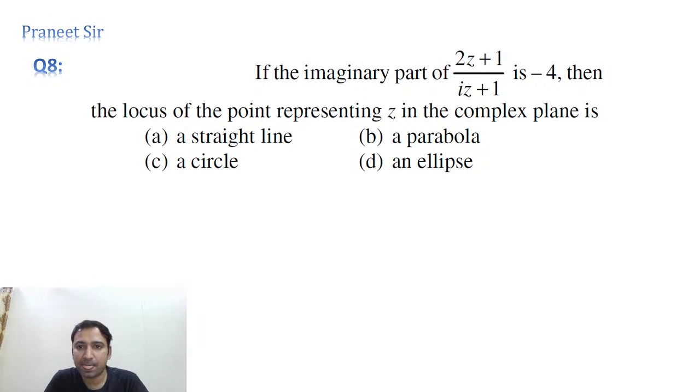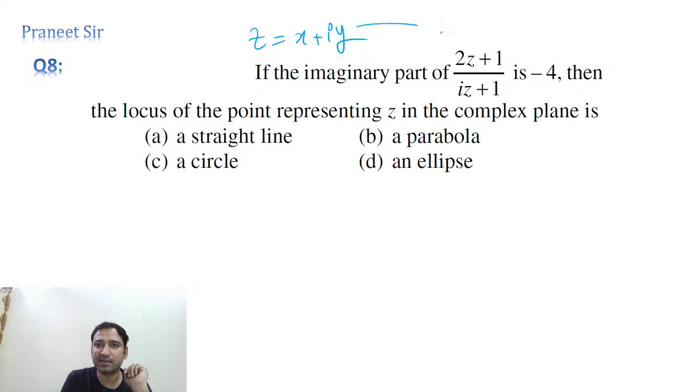As it is a locus problem, for all locus problems, you can replace z with x plus iy and try to simplify the given expression. The imaginary part of (2z plus 1) by (iz plus 1) is equal to minus 4. And try to get the curve and we'll analyze the curve, whether it is a straight line, parabola, ellipse, hyperbola, whatever it is. First we'll substitute z is equal to x plus iy here and check what we get.